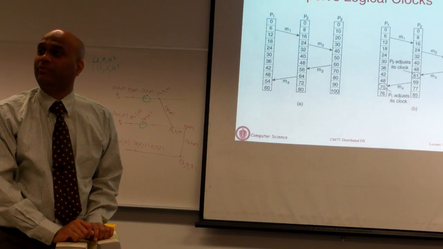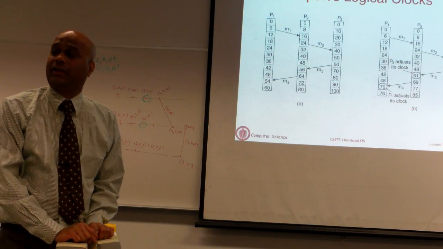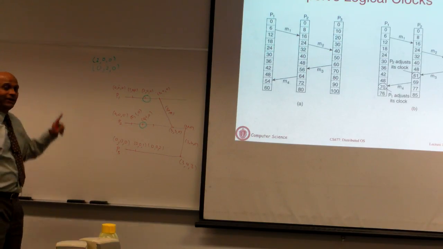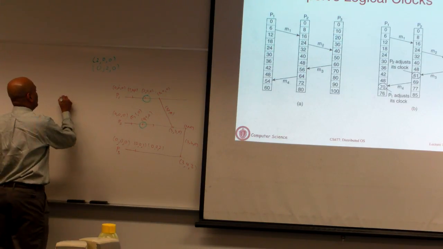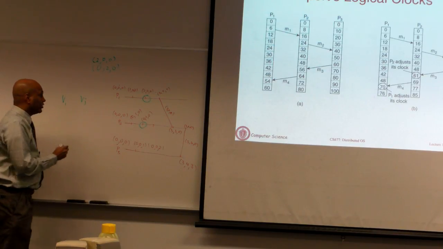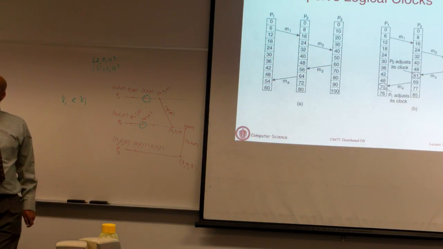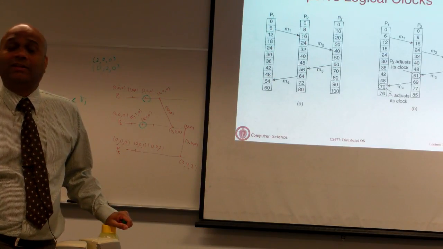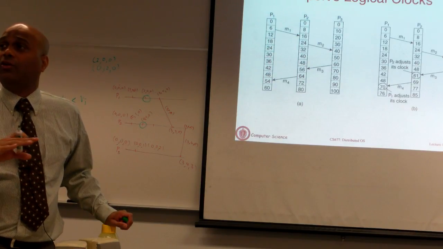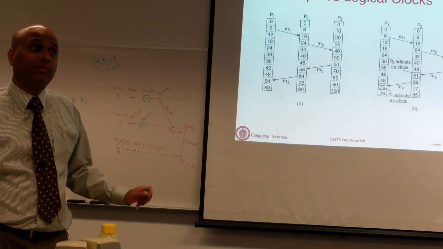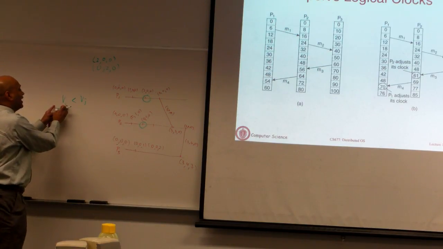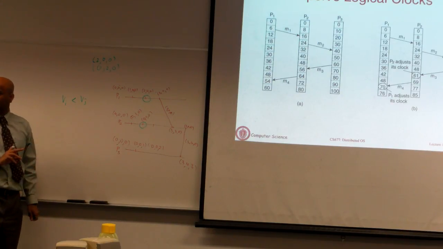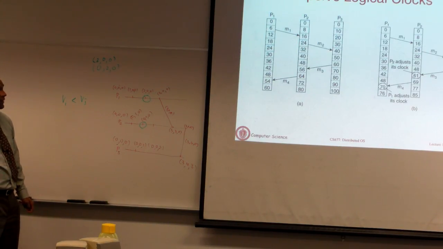Your answer should be: define vector comparison first. What does vector A less than vector B mean? By vector comparison, if two vectors V of I and V of J are given to you, and you say V of I is less than V of J, it means that every element of V of I has to be less than or equal to the corresponding element of V of J, and there has to be at least one element which is strictly less than. That's what we mean by vector comparison.